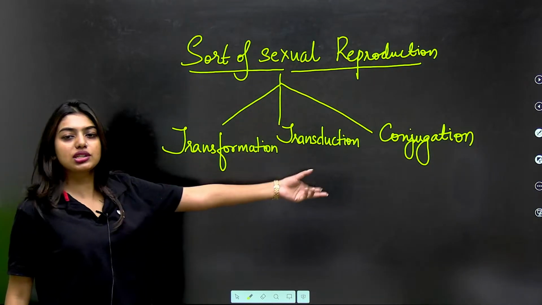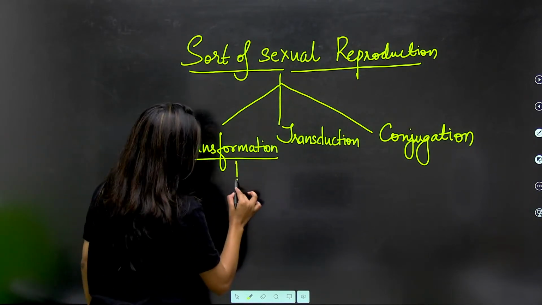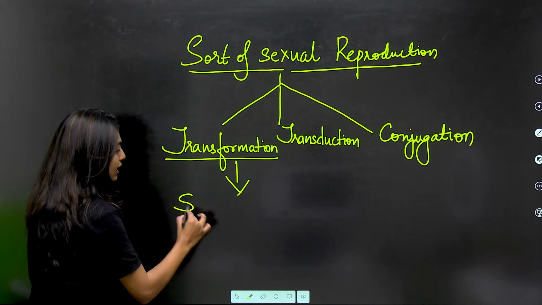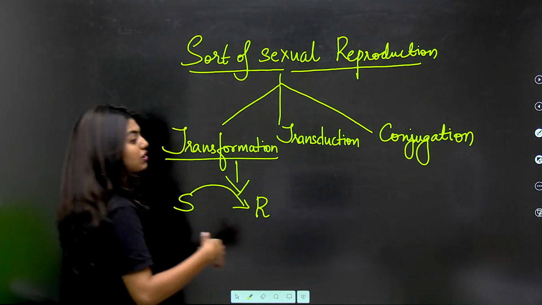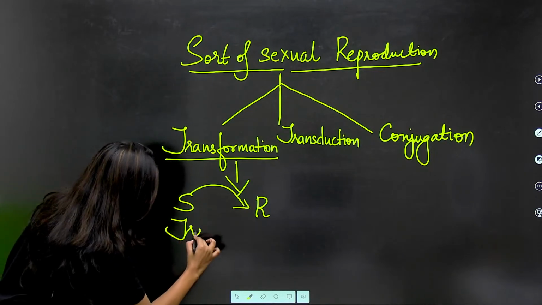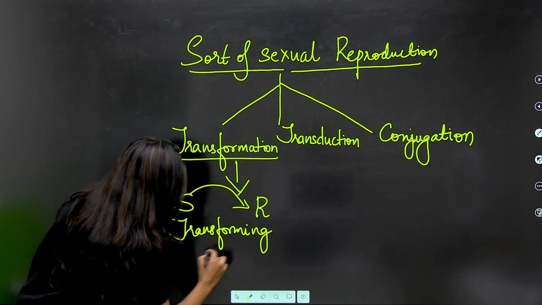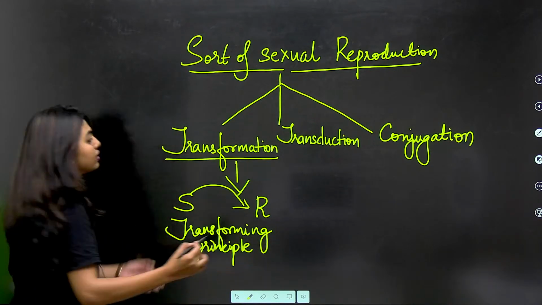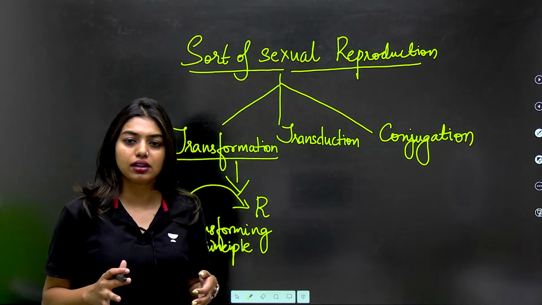You don't have to study any of this in depth, but transformation you have studied in Griffith's experiment, where you saw the S strain. From the S strain, a virulent nature had been transferred or transformed to the R strain, and Griffith gave this the name transforming principle. This is what transformation means. Got it?